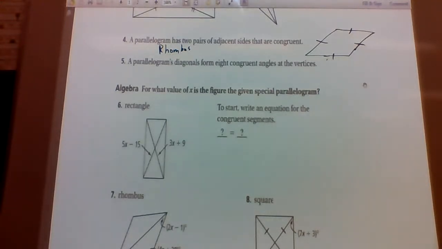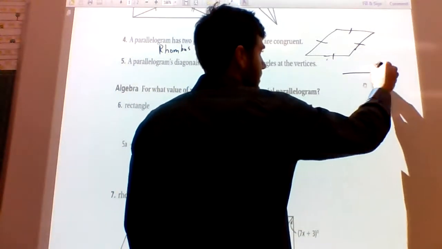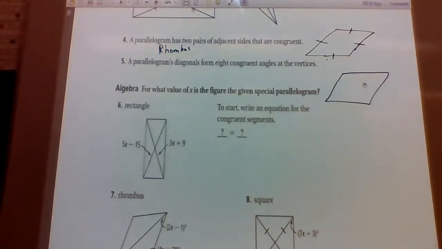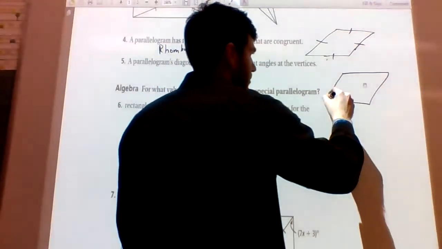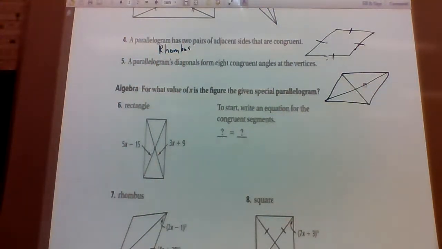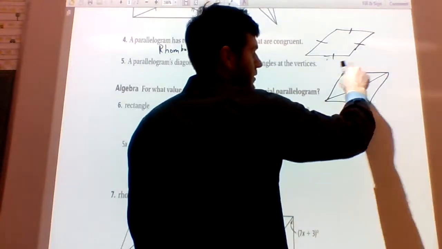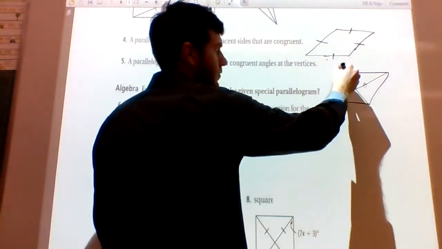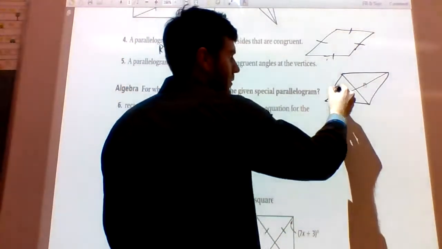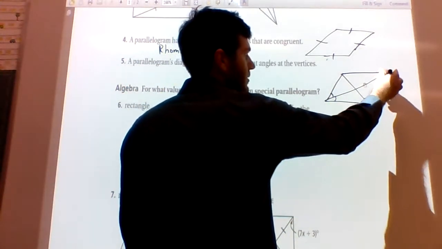Number 5 is saying a parallelogram's diagonals form 8 congruent angles at the vertices. So here's a parallelogram. Well, this isn't the best drawing. We'll work with this drawing, and then we'll make a better drawing at the end. It's saying our diagonals, so here are our diagonals. Let's draw them in. They're going to form 8 congruent angles at the vertices. So here are our 4 vertices. It's saying that the diagonals are going to form 8 congruent angles. That means that all of these are going to be the same.